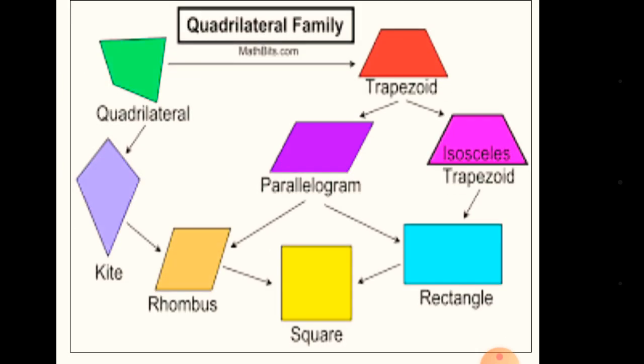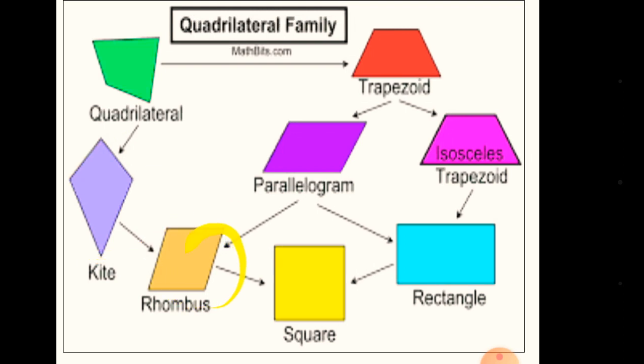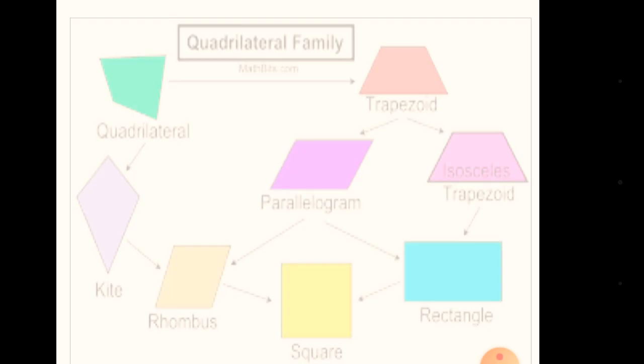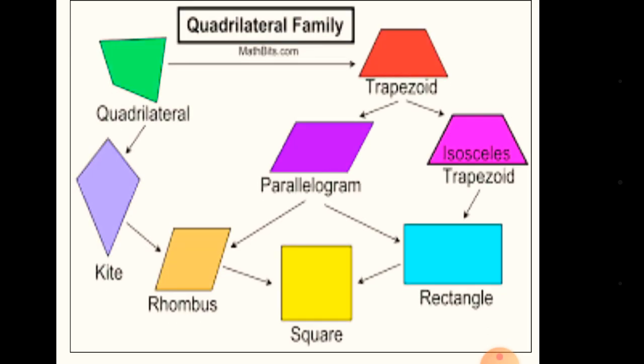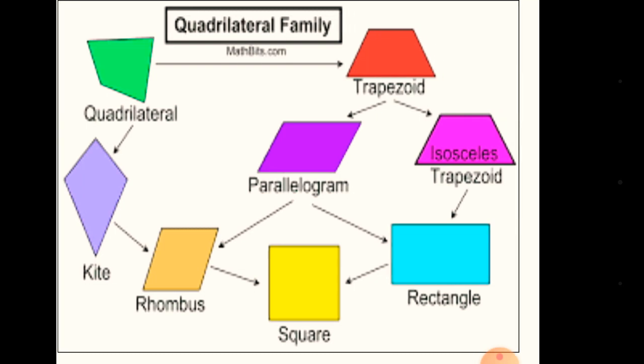Now moving ahead, these are the types of quadrilaterals. These are all four-sided figures, so they all come under the category of quadrilateral. This one is a kite, this one is a rhombus, this is a square, this is a rectangle, this is a trapezium, this is a parallelogram. So these are all examples of quadrilaterals. Now we will see one by one the properties of these quadrilaterals.